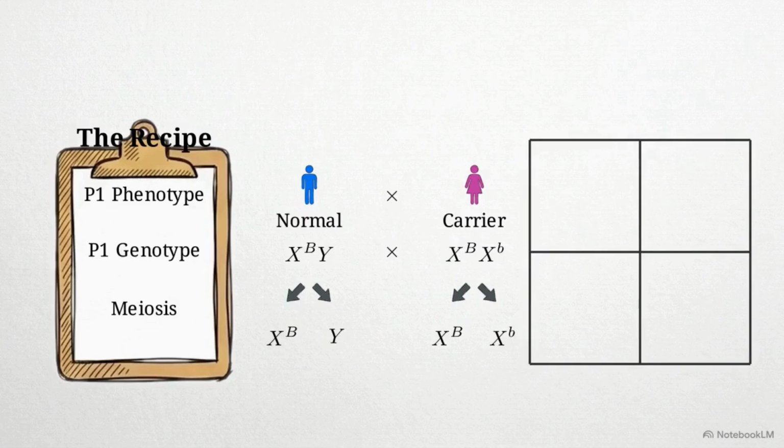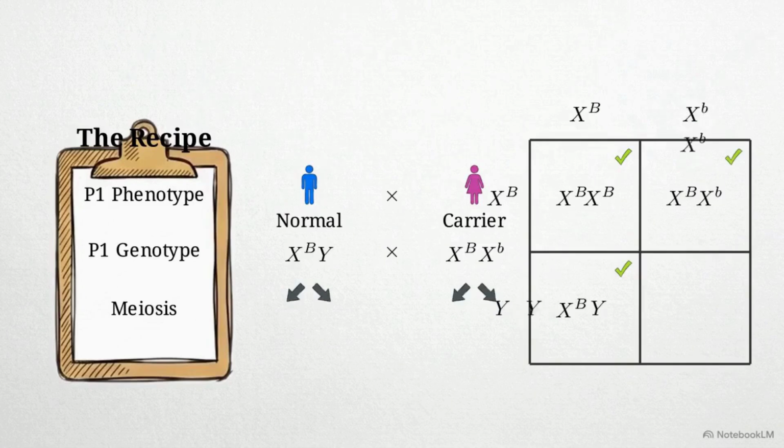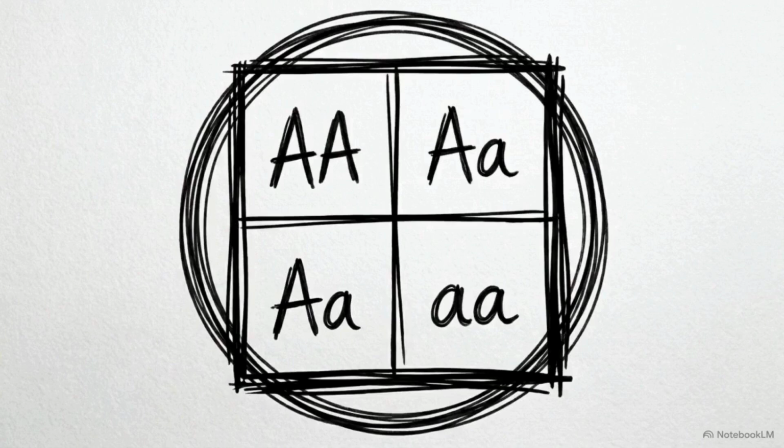The mother's separated alleles go along the top columns, and the father's alleles go down the side rows. Now we combine them. In the top left box, the 2 normal alleles meet, giving us XB, XB. In the bottom left, the mother's normal allele meets the father's Y chromosome. In the top right, the mother's recessive allele pairs with the father's normal allele. Finally, in the bottom right, the mother's recessive allele pairs with the father's Y chromosome. Following this checklist turns a complex biological concept into a predictable data sorting task. These 4 boxes represent the 4 possible outcomes for this couple's offspring.